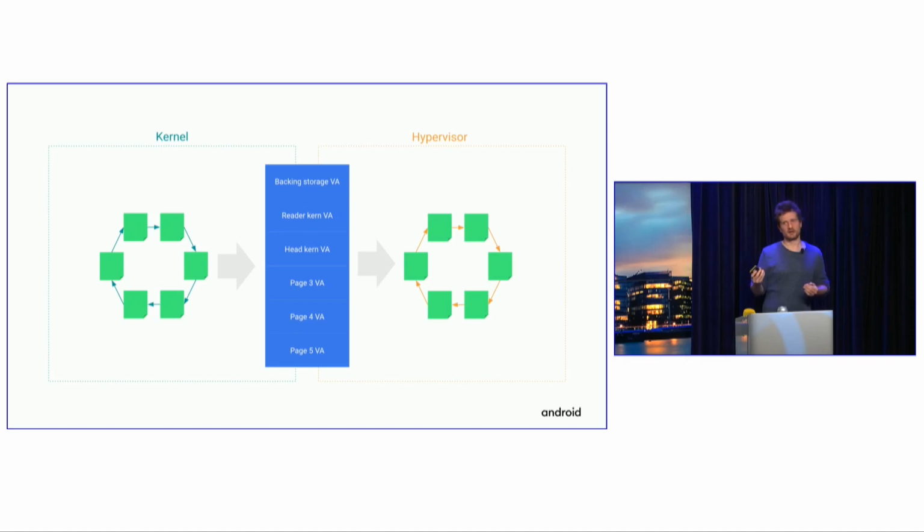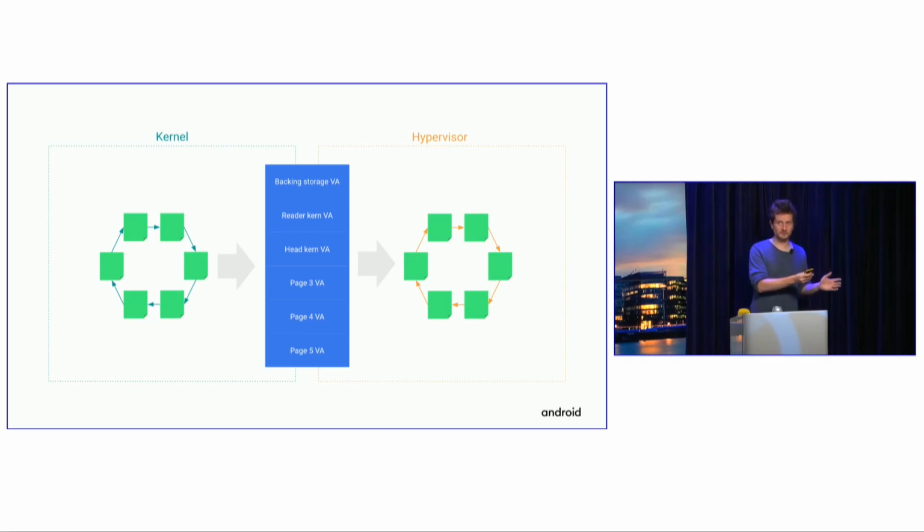Here on this graph, the pages in green are shared between the kernel and the hypervisor because that's where the data are found. But all the links are private and separated. So you have the same ring buffer, but the kernel has its own view on the ring buffer, and the hypervisor has also its own view.